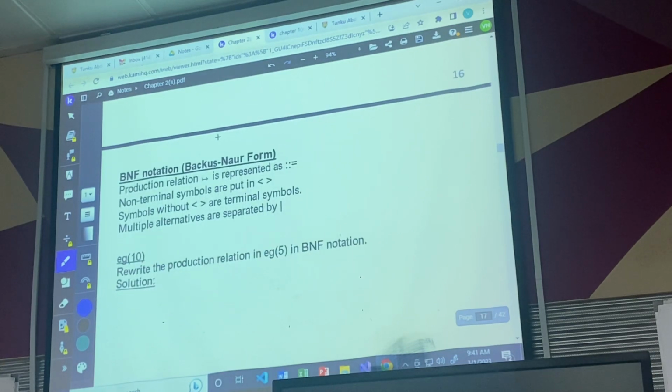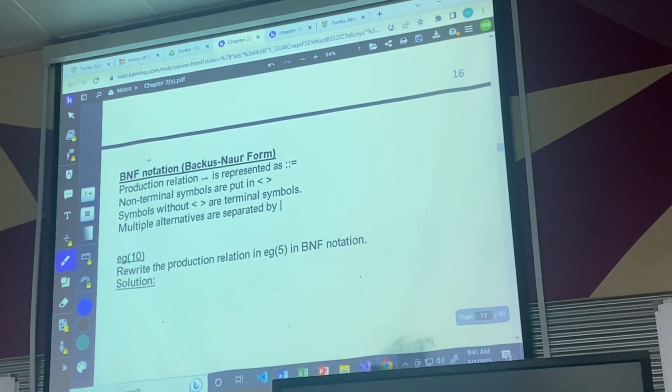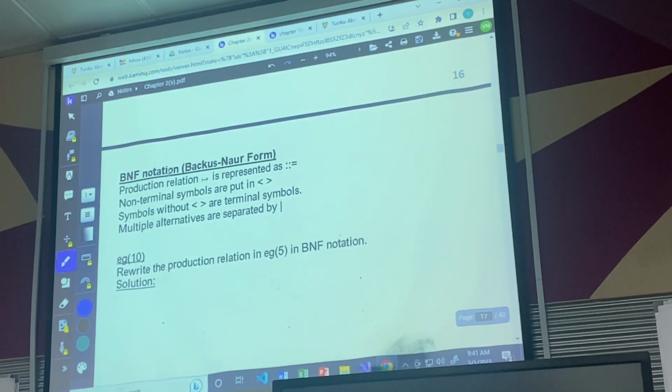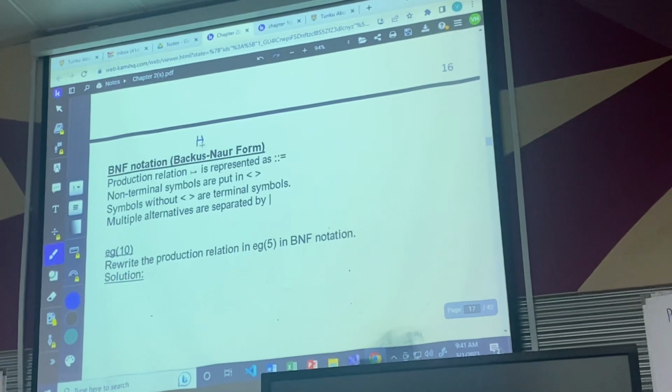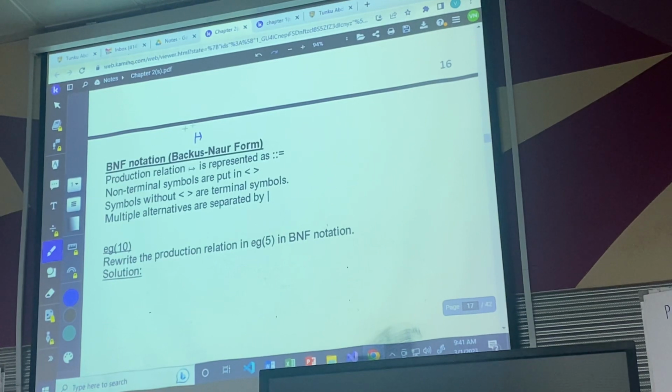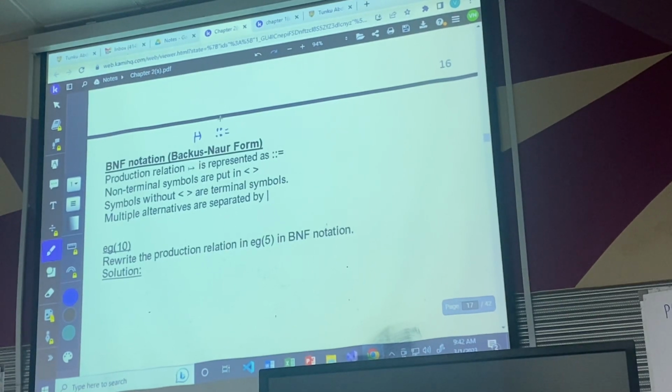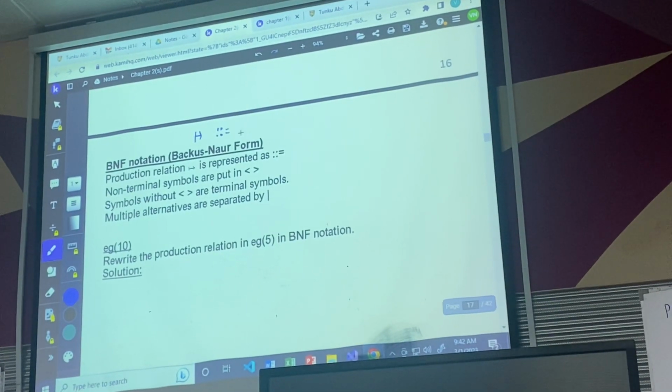So we continue to this one, the BNF notation. What does this mean? Actually, this is a short form of the names of the two persons, Backus and Naur. These two persons combined together to get this notation. When we write the BNF notation, for the substitution or the production relation, just now we use the arrow, isn't it? Like this, right? The arrow. But now, in the BNF notation, we will write it with a colon and an equal sign. This means the substitution symbol. When they ask for the BNF notation, you need to write like this.